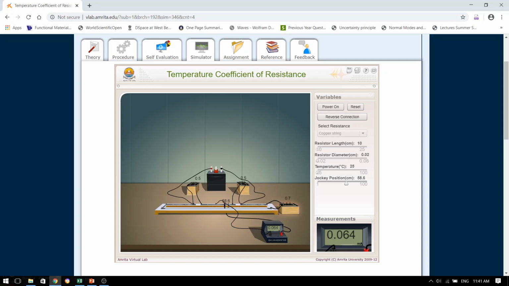Like this, once you have taken the left gap, now reverse the condition and find out the right gap once again by changing the jockey position and getting the zero deflection or null reading in the galvanometer. Like so, isn't it? Here you see, we are very close to 0, and this 41.4 in this case will be my reading. Once again, I take this value and put it in my table.